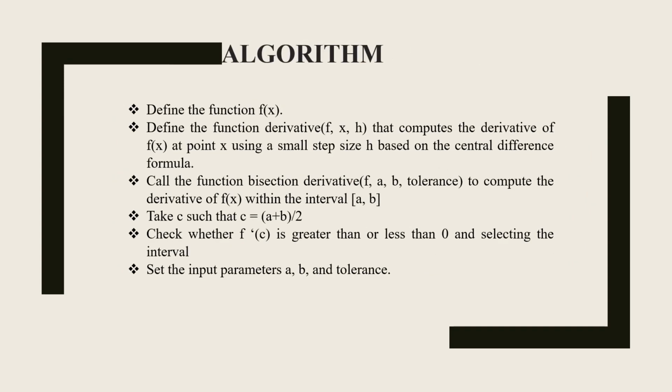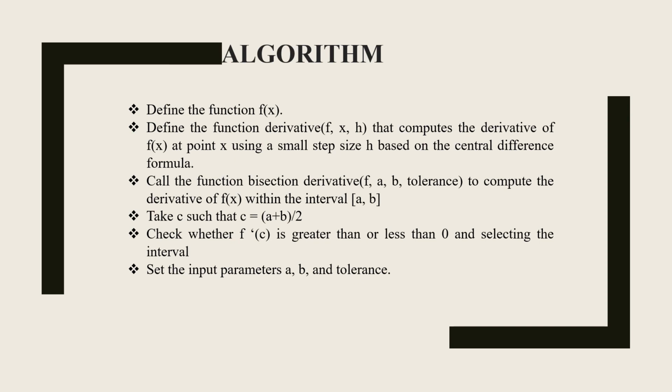Now let us see the algorithm for writing the Python code for the bisection process. First of all, we have to define the function f of x, and then we have to find the derivative of the given objective function. Next, we have to call the derivative of the bisection function which we have derived.